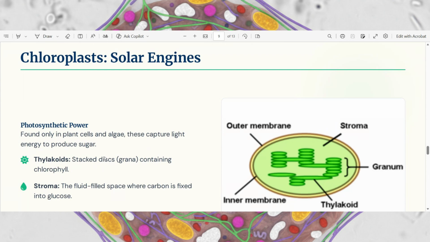Thylakoids are stacked discs containing chlorophyll. The stroma, the fluid-filled space where carbon is fixed into glucose. So you have the stroma right here. This is fluid-filled, and it's where carbon is fixed into glucose. Remember, glucose is C6H12O6. You have the outer membrane right here. You have the inner membrane, and this is the thylakoid I just mentioned, stacked discs containing the chlorophyll. And right here, these together are the granum.